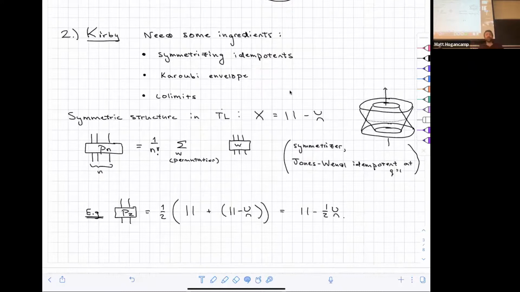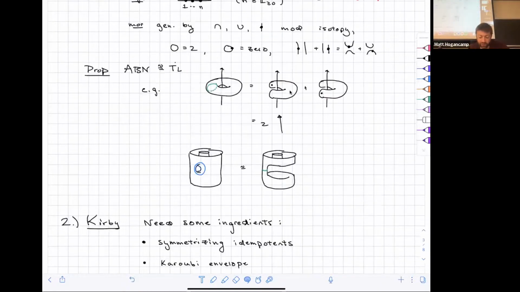Okay, so for the Kirby color, I need some more ingredients, some more background. So grad students are going to learn some more interesting stuff before we're done. So we need some more ingredients. I didn't say this well enough.